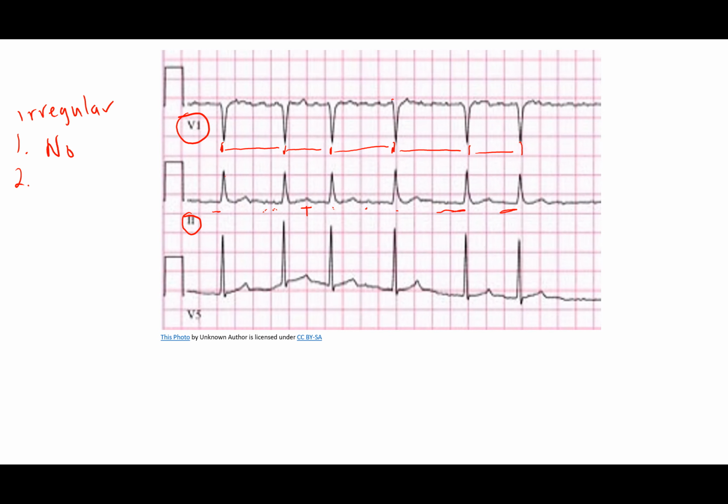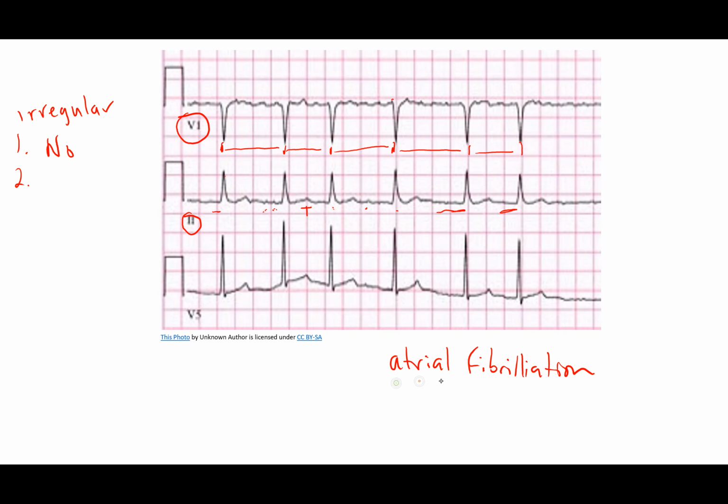Now, we're going to teach an algorithm here in a little bit. Once you really reach that no, that it's irregular and there are no P waves, you're pretty much done with the rhythm. If you have an irregular rhythm and there are no consistent P waves, you're talking about atrial fibrillation, which is what we have here.